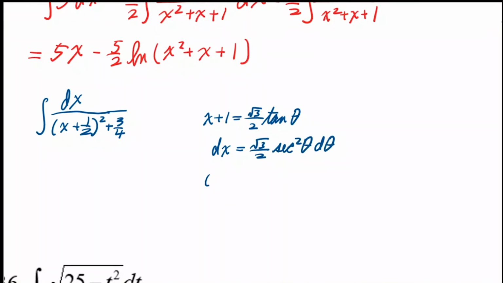And then the biggest motivation is this term, 3 over 4. And now if I square this thingy, I have 3 over 4. And here's a 3 over 4 common factor. And then the thingy becomes tangent squared plus 1, which is secant squared, isn't it?